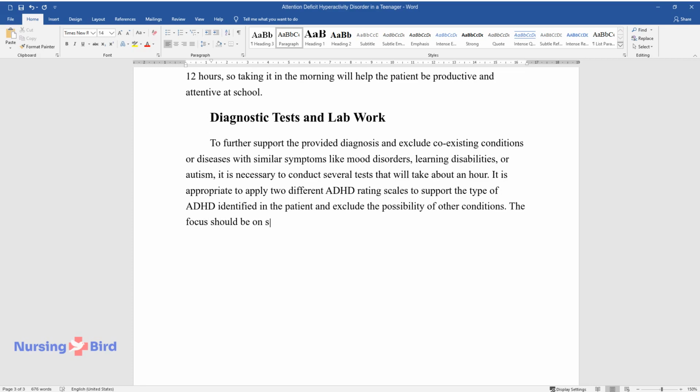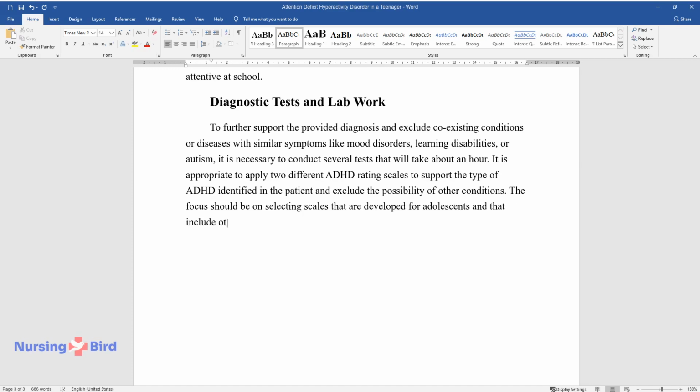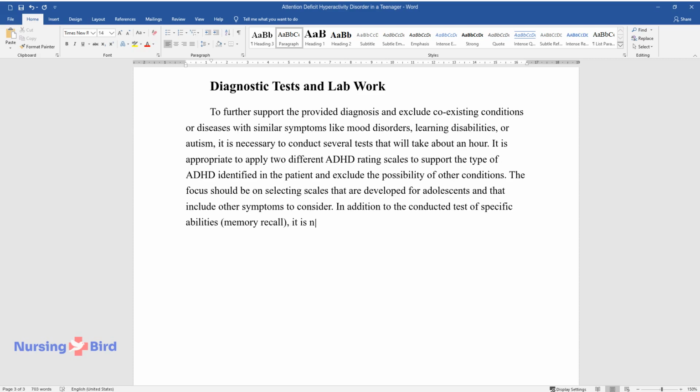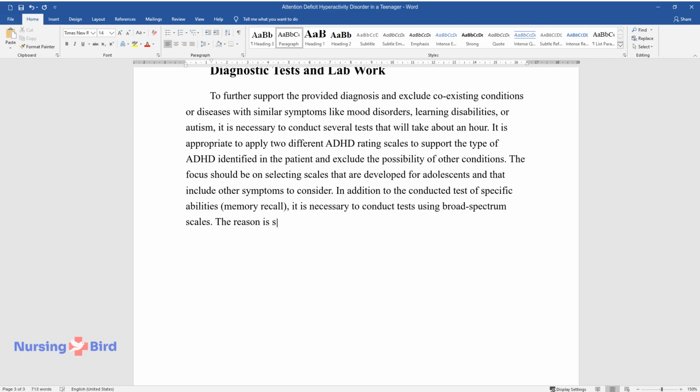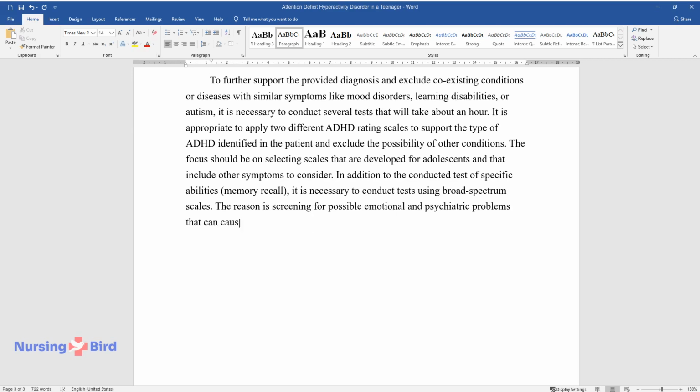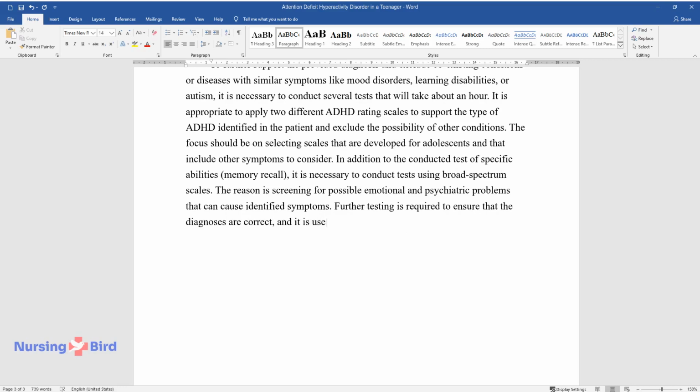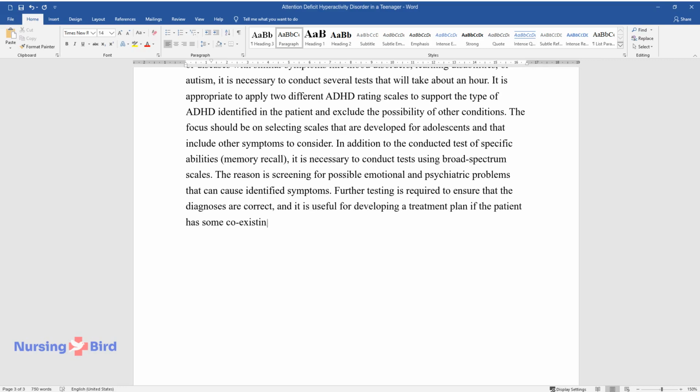The focus should be on selecting scales that are developed for adolescents and that include other symptoms to consider. In addition to the conducted test of specific abilities, memory recall, it is necessary to conduct tests using broad-spectrum scales. The reason is screening for possible emotional and psychiatric problems that can cause identified symptoms. Further testing is required to ensure that the diagnoses are correct, and it is useful for developing a treatment plan if the patient has some coexisting conditions.